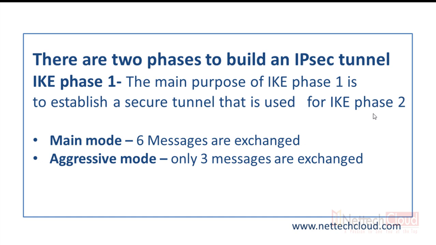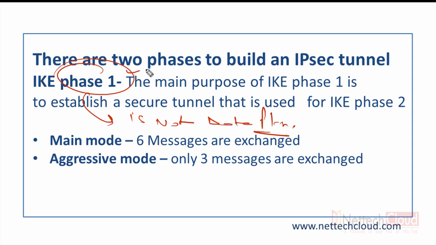So there are two phases to build an IPSec tunnel, as I said before, phase 1 and phase 2, but phase 1 is not data plane tunnel, not for the user traffic, right? But it is bidirectional, only one tunnel, not a pair of tunnels, right? So the main purpose of IKE phase 1 is to establish secure tunnel that is used for IKE phase 2.